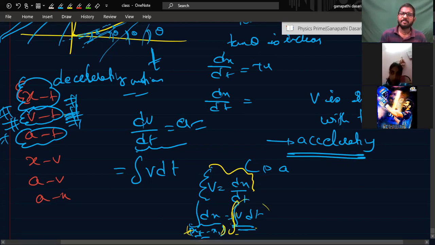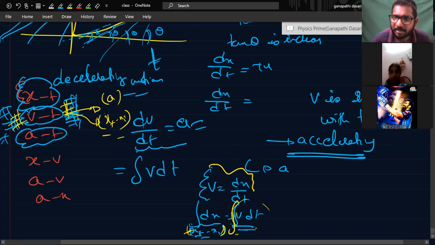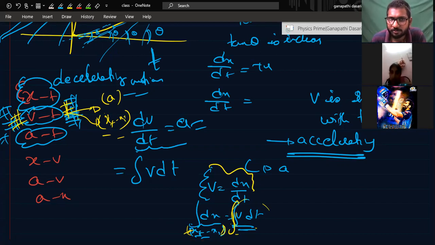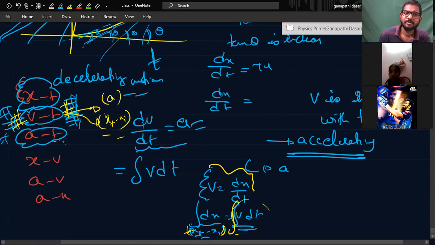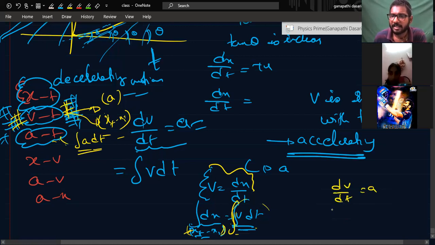Yes, sir. Why VT graph is so important? From VT graph, you can find out acceleration also. You can find out displacement also. That is why this graph is a favorite graph for many examiners. Whenever examiners want to give you, they'll try to give VT graph because they can ask all the things. So AT graph is there, but AT graph, you will get information. Integral ADT is what? Change in velocity. I taught you before. Because dV by dt is equal to A, dV is equal to ADT. So area under the graph AT will give you change in velocity.